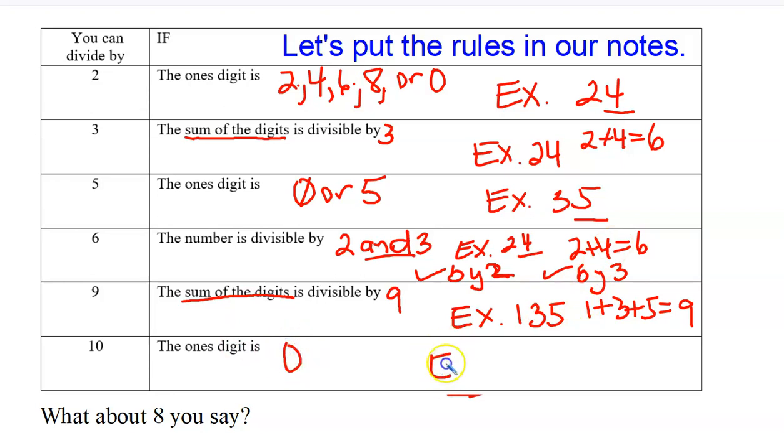Now for the 10s, the ones digit has to be 0, right? That's the only option. And here's an example, 350. It ends in 0. So now let's try some examples.